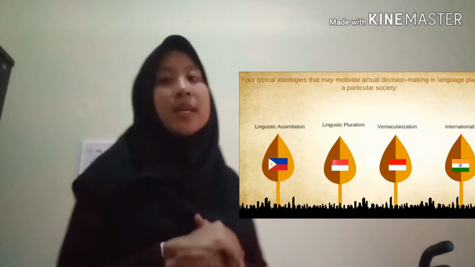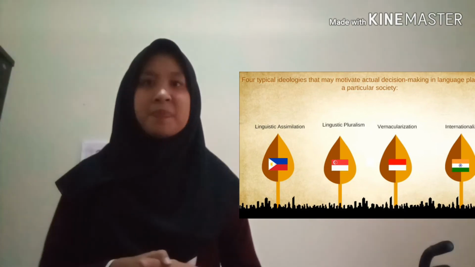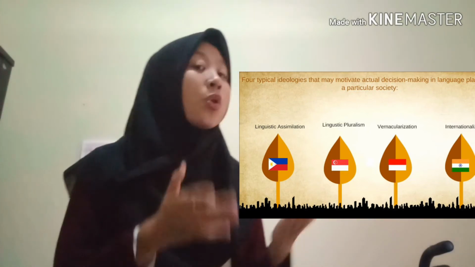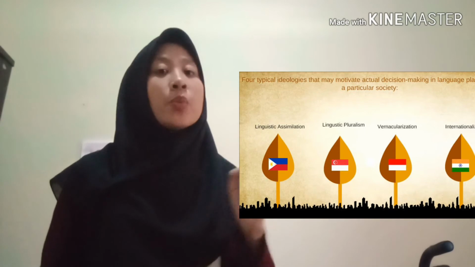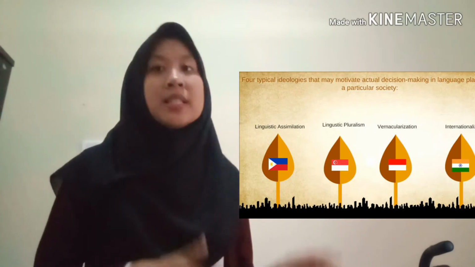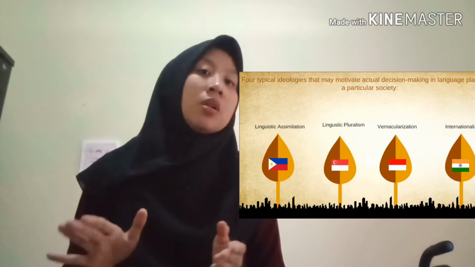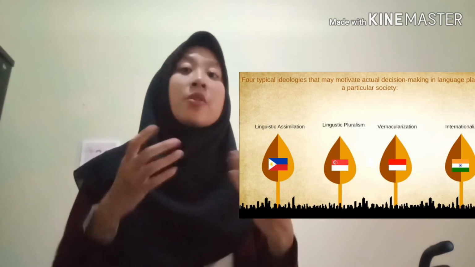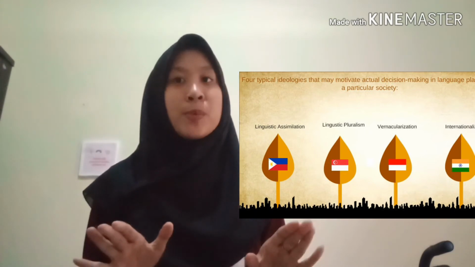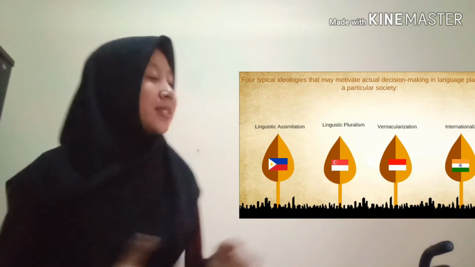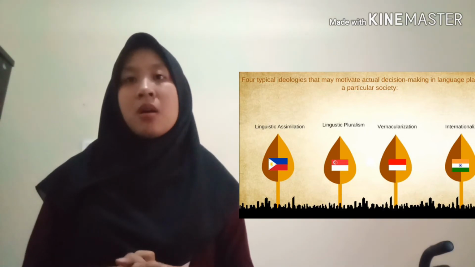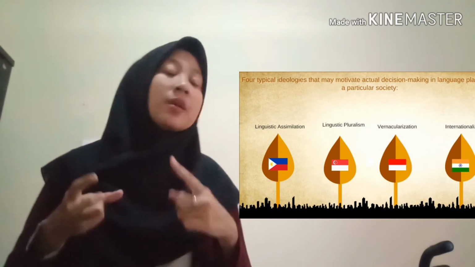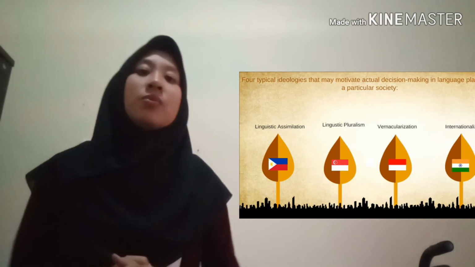The second is linguistic pluralism. This is the recognition of more than one language. More than one language also takes a variety of forms, so that all or only some aspects of life can be conducted in more than one language in a society. For example, there are countries like Belgium, Canada, Singapore, South Africa, and Switzerland.